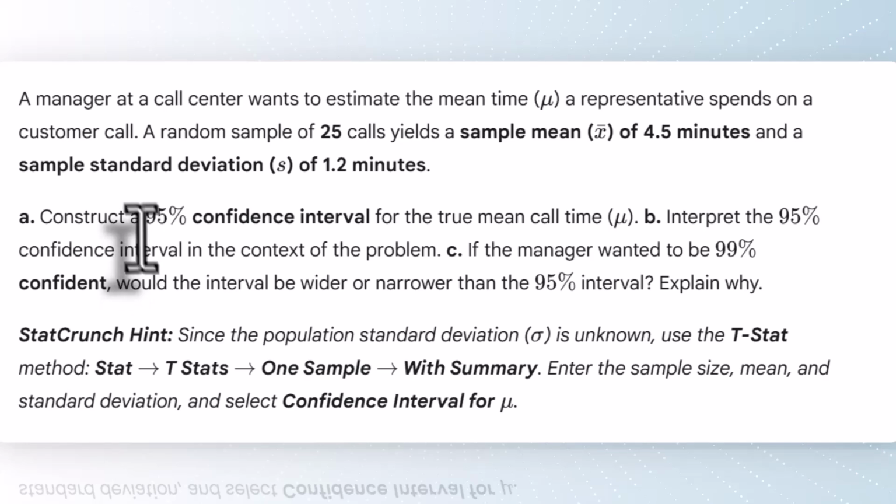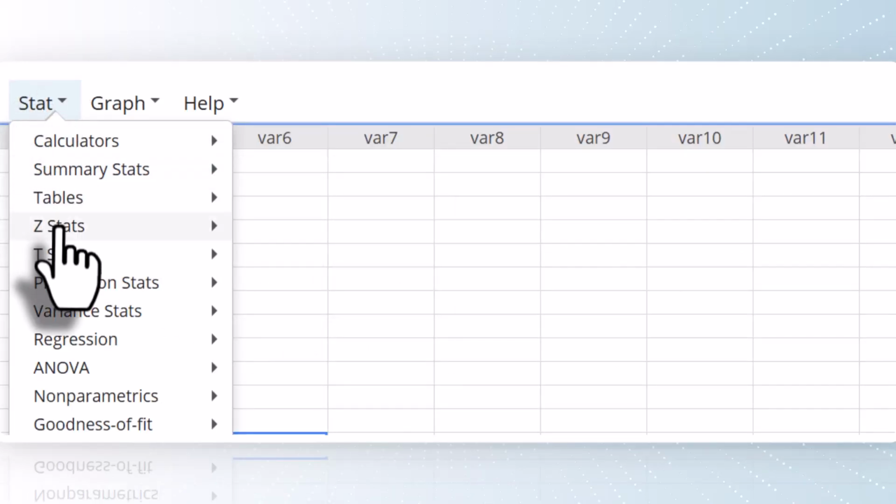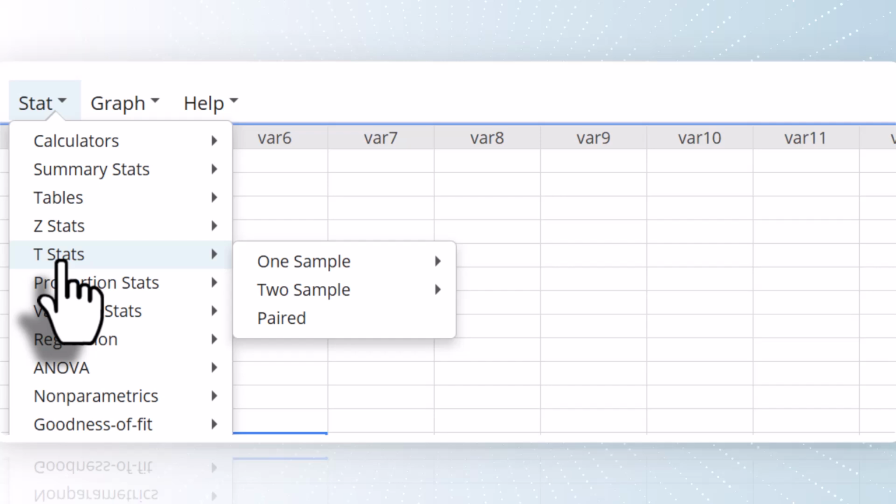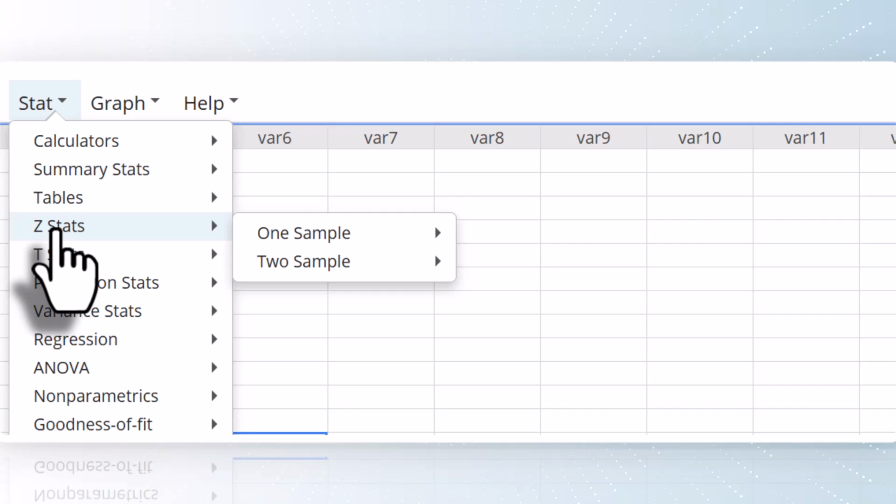Let's construct the interval first using StatCrunch. So we go to Stat. Now, when you're doing a confidence interval for the means, you have to choose between Z stats and T stats. We choose the T distribution when the sample standard deviation is given to us, and we use Z stats when they give us the population standard deviation. So if the question says assume that the population standard deviation is 1.2, instead of saying sample standard deviation, use Z. But since it didn't mention population standard deviation, it's T.